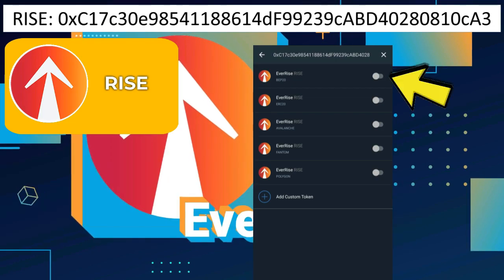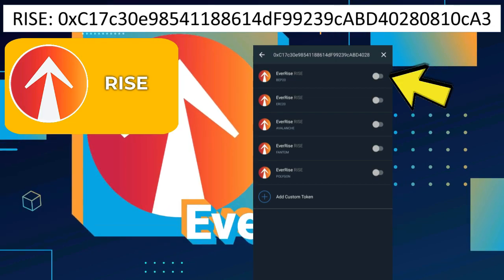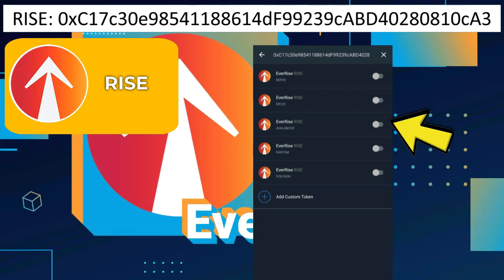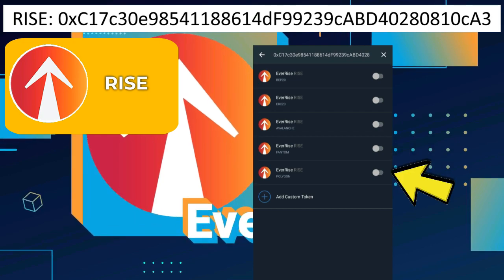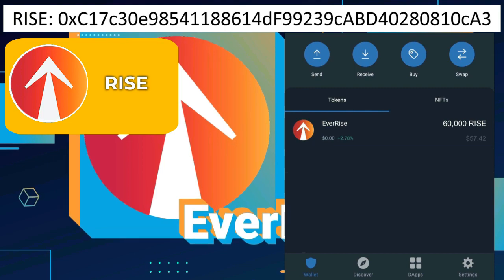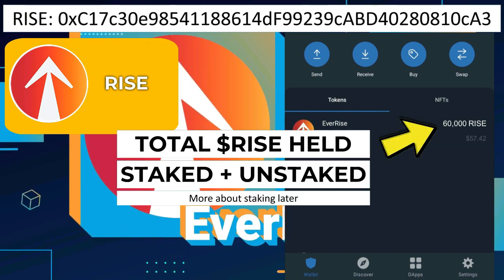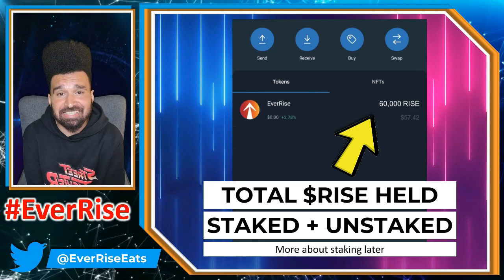Also know that the RISE token is on multiple blockchains, and the amount of RISE you have on each chain can be displayed in your wallet by using the same contract address and adding the tokens for each blockchain to your list of viewable tokens in your wallet. It's important to know that the amount of RISE showing shows all the RISE you have on that blockchain, and this is the total of all of your unstaked and staked RISE.